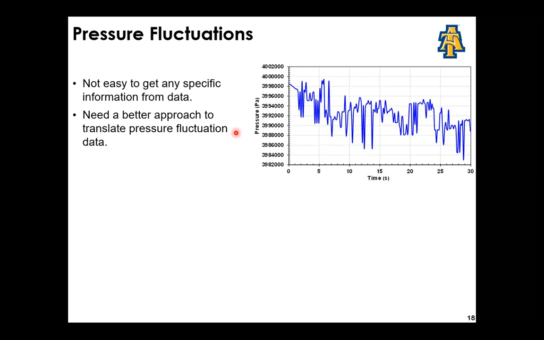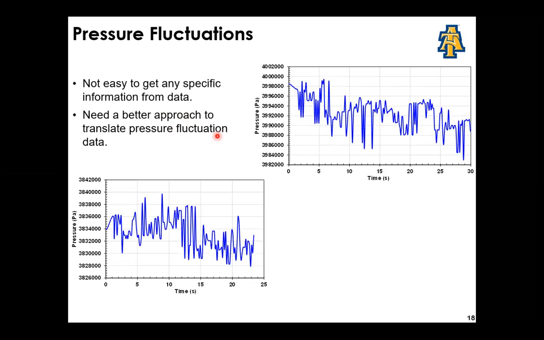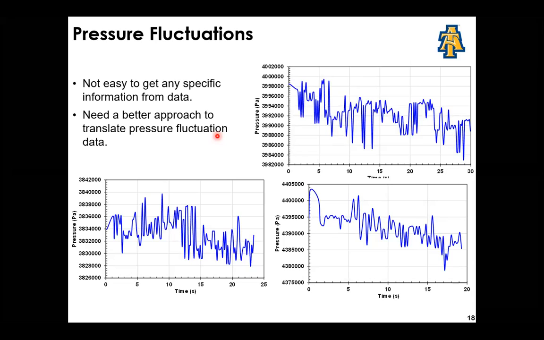Okay. All right. So from our experimental procedures, we generated the pressure fluctuation data. This data is not directly used, but it's measured for each experiment. We inspected these different pressure plots so that we could try and get some trends. But getting anything from this pressure fluctuation is not easy. Therefore, we needed a better approach to translate these pressure fluctuation data. This is where the power spectrum density analysis comes into play.